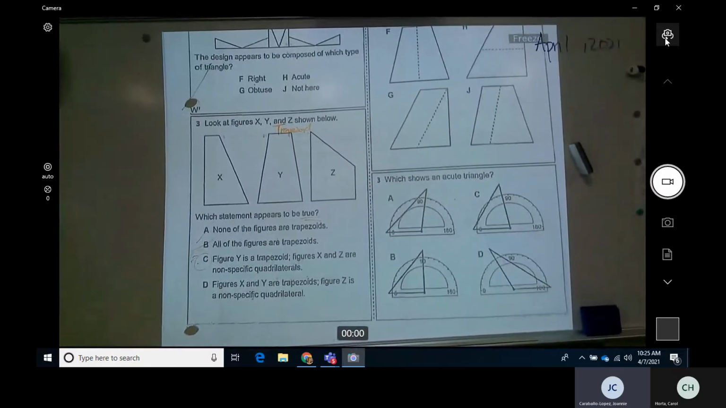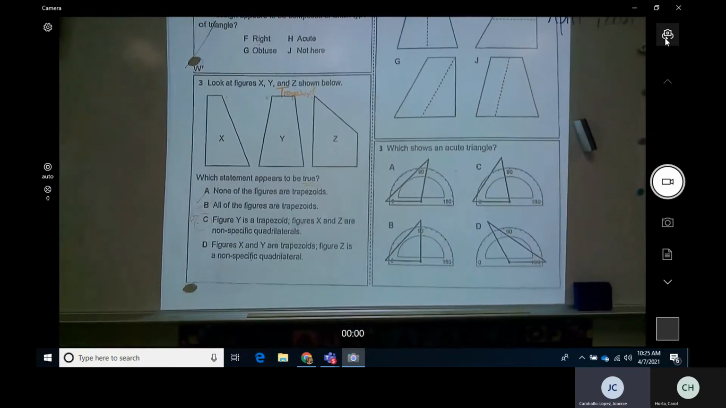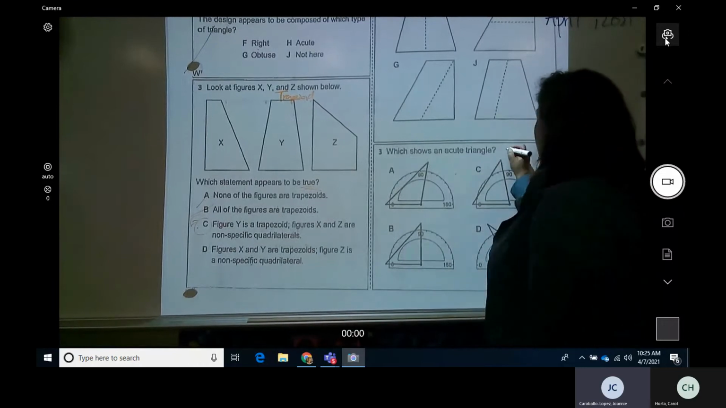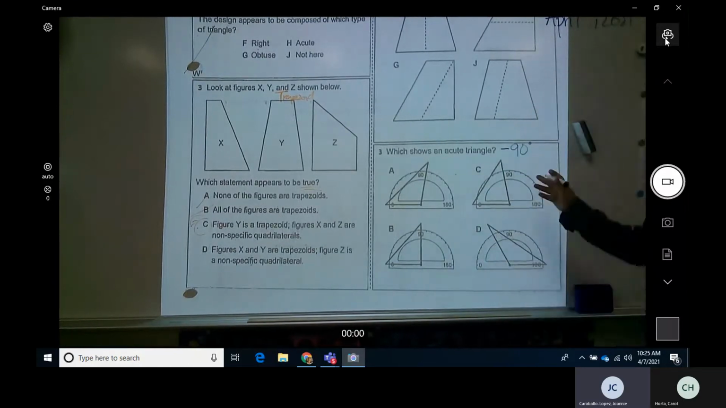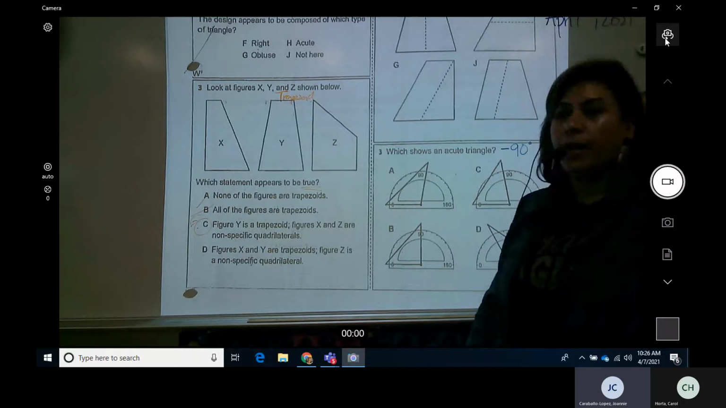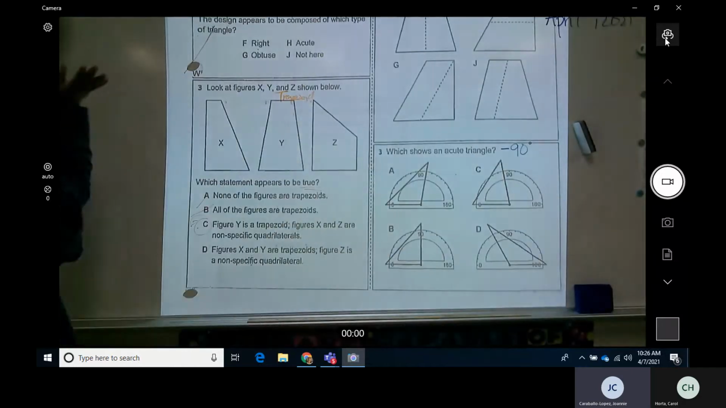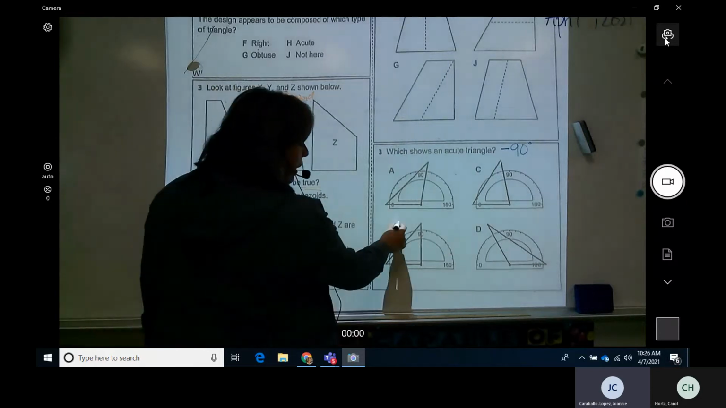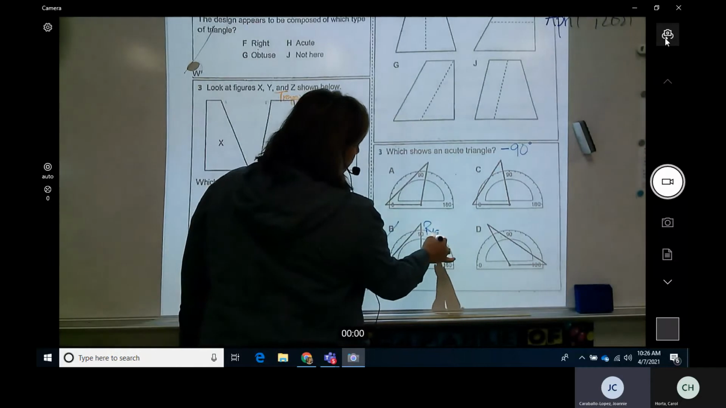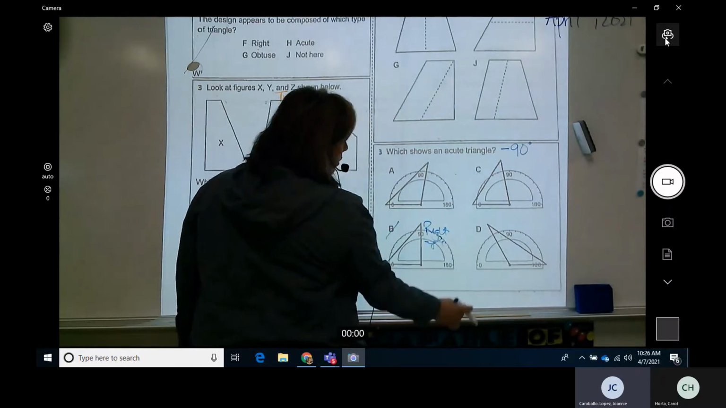Less than 90. So what I would do is make a little note right next to the problem that says less than 90 degrees, right? Okay, so I wrote that. Now I'm going to look for an angle that measures what? Less than 90 degrees. So go ahead and find your angle. Immediately, just by looking at my angles, I know I can already eliminate one answer that I know is not correct. Which one is it? B. Why? Because B is what? A right angle. Okay?